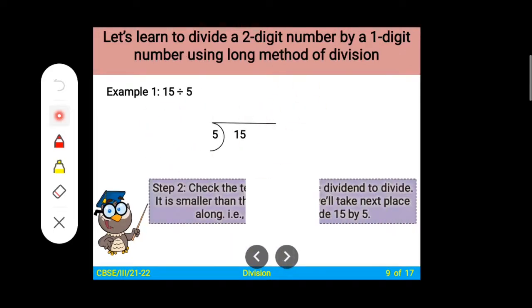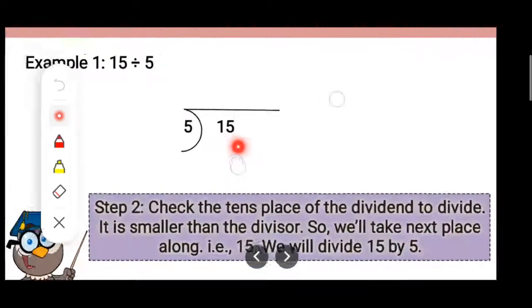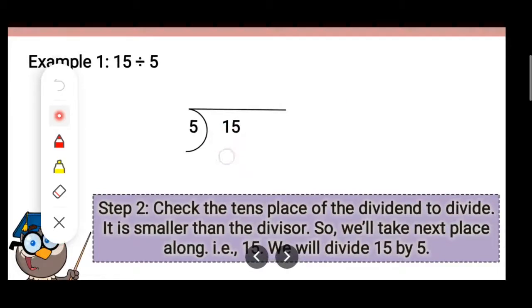So first, what should you have to do? Check the tens place of the dividend to divide. Tens place means here you can see here is the 1, here is the 5. In the 15 you have to check the tens place, that is a 1. So it's smaller than the divisor.